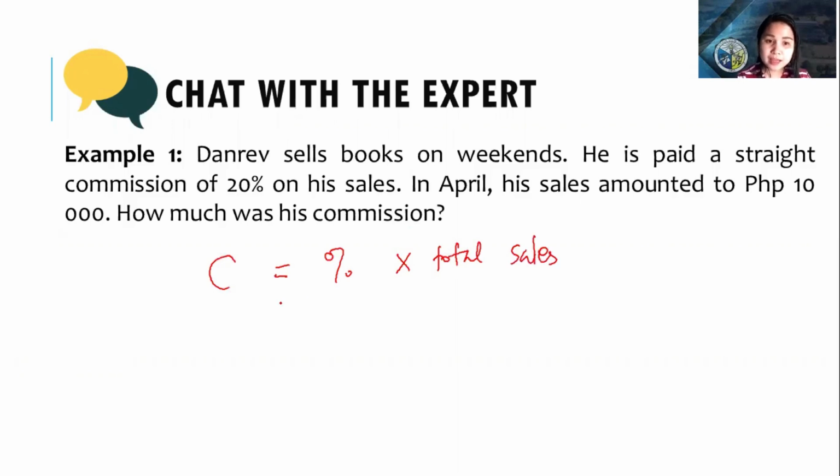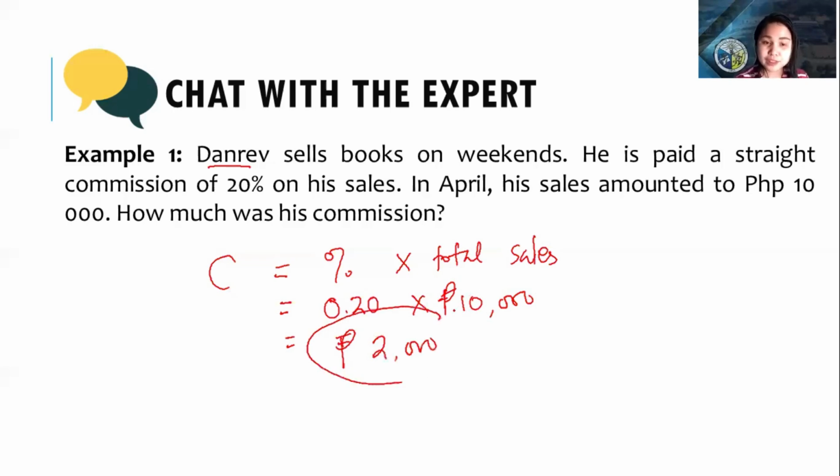You know what? My examples are personally made. Dan Rev is the name of my classmate who is a student LE every summer. So the commission is 20%, 0.2 of the sales, times the 10,000 sales. Most of you commonly do this in PPH, right? During summer. Then Dan Rev will receive 2,000 pesos as his commission.